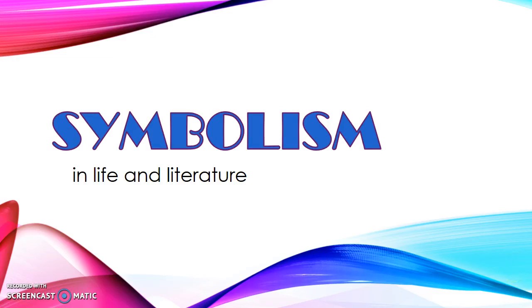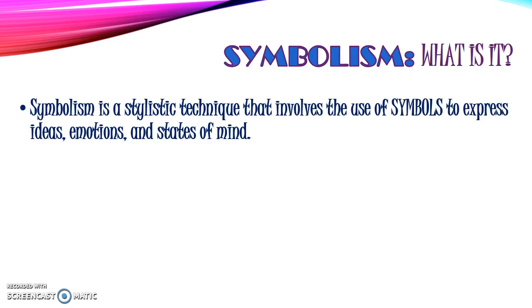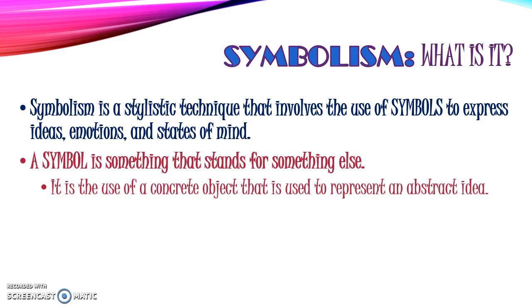Symbols are something that you probably use in your everyday life, but they're also an important part of literature as well. So what is it? Symbolism is a stylistic technique that involves the use of symbols to express ideas, emotions, and states of mind. A symbol is something that stands for something else. It is the use of a concrete object that is used to represent an abstract idea.